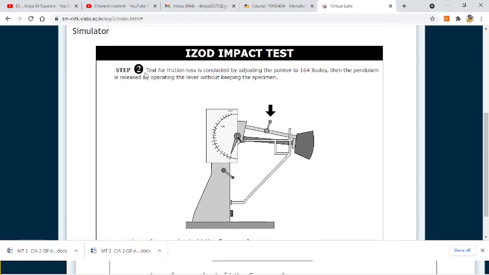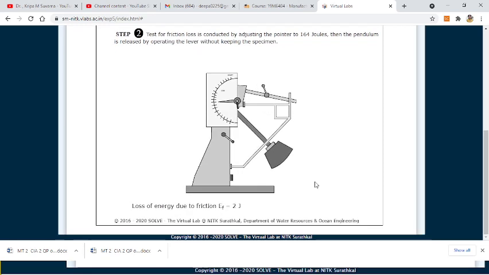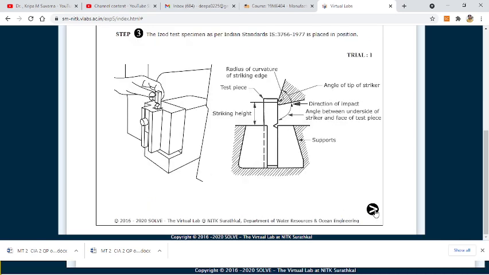Now the second step is we have to test for friction loss, which is conducted by adjusting the pointer to 164 joules, and then the pendulum is released by operating the lever without keeping the specimen. So we have to click here. So the pendulum is released. Now the loss of energy due to friction is 2 joule. So then again we have to click next.